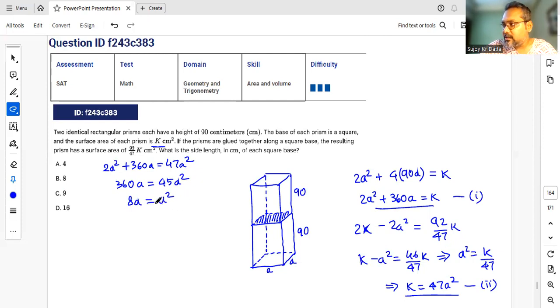Now, obviously, A is not 0, right? So we can just cancel A from both sides. Then we get A equal to 8. They are asked what is the length of the square base. So that is 8. All right, let's go to the next one.